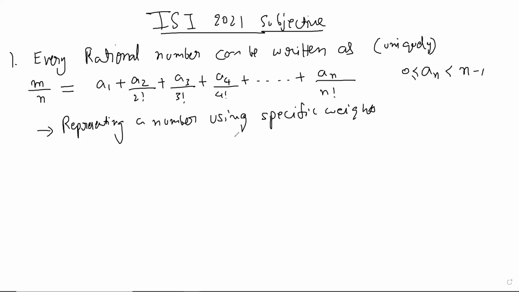In the usual representation, what do we use? We use powers of tens, right? We use 1 by 10, 1 by 10 square, and so on. I was doing this a couple of weeks back on a Wednesday, in one of the classes, where we were trying to write a number in terms of what are known as Egyptian fractions. Every number can be written in this way, right?